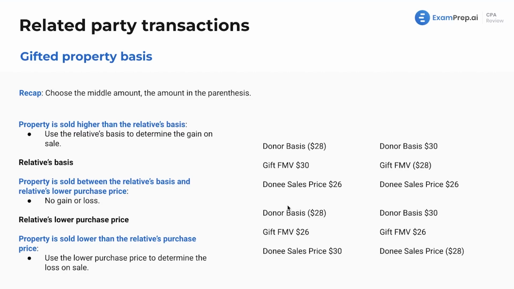Just kind of like a prelude, this next time on the next episode. This is what we'll be dealing with when we see gift tax. It follows the same logic, and that's what I really want you to memorize and understand, that you can apply a lot of the knowledge we saw in this lesson to that gift tax lesson. Again, if the property is sold between the relative's basis and the relative's lower purchase price, there's no gain or loss, and then we have the relative's lower purchase price. And if the selling price is at the bottom here, we're going to use the lower purchase price to determine the loss on sale. So gift tax, a little bit different, but follows essentially the same logic that we dealt with in related party. That's about it. Let's wrap it up with a nice summary and call it a day.